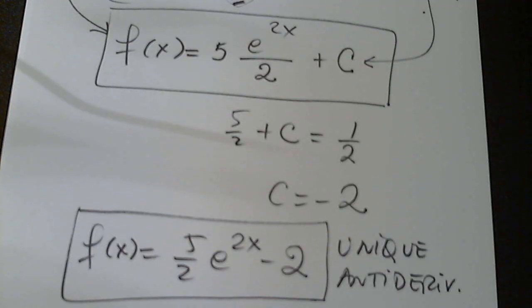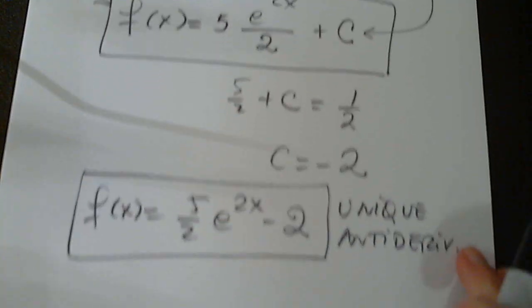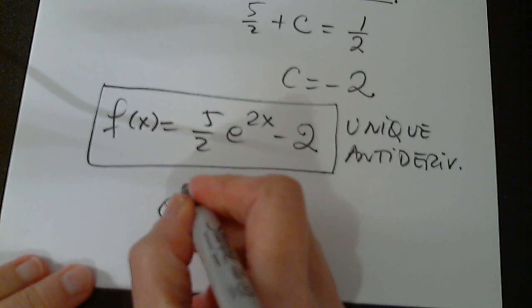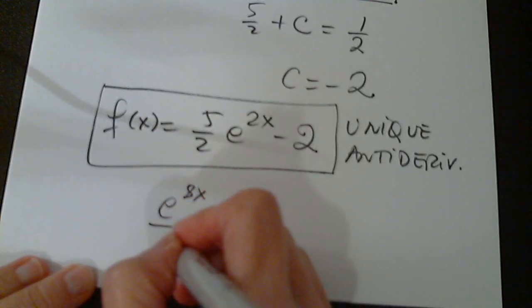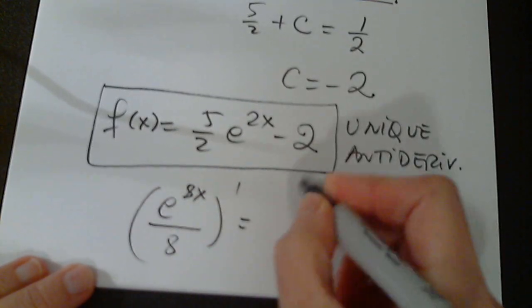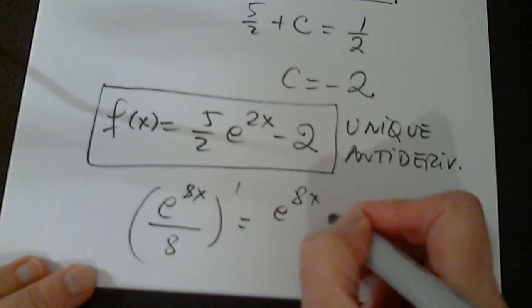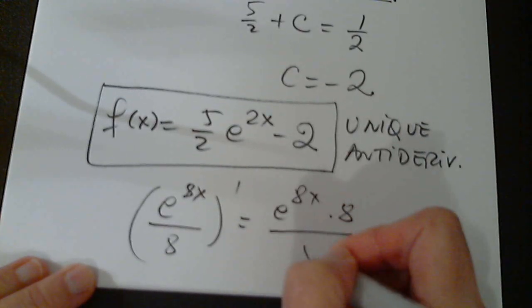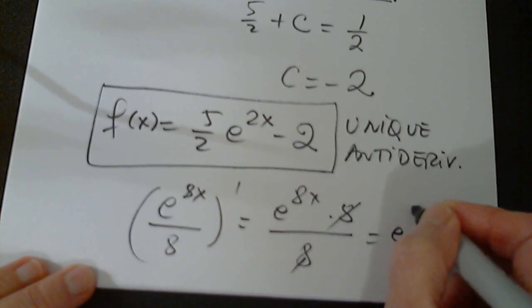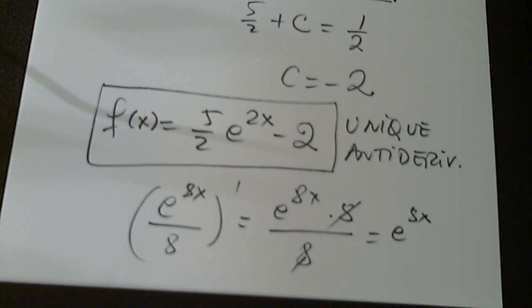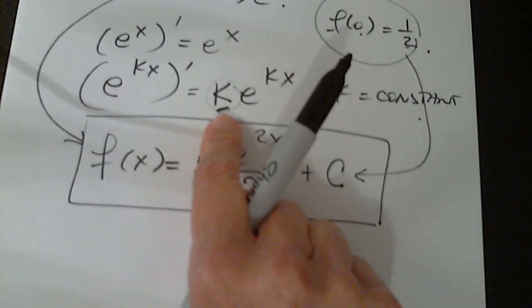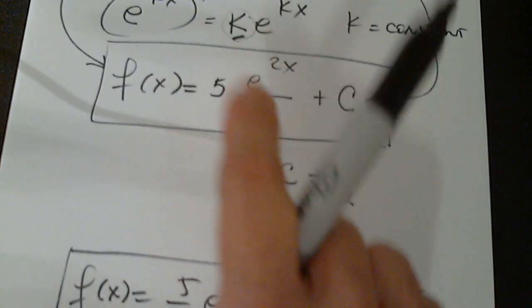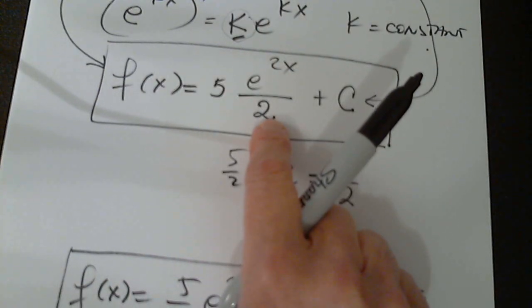Let's say it wasn't 2x, but maybe 8x would be... Yes, over 8. Exactly. Because e to 8x divided by 8, when you differentiate it, you have e to 8x multiplied by the inner function prime, 8, divided by 8, and that's how you get this. So when we differentiate, the k's are in front; when we integrate, the k's are in the denominator.